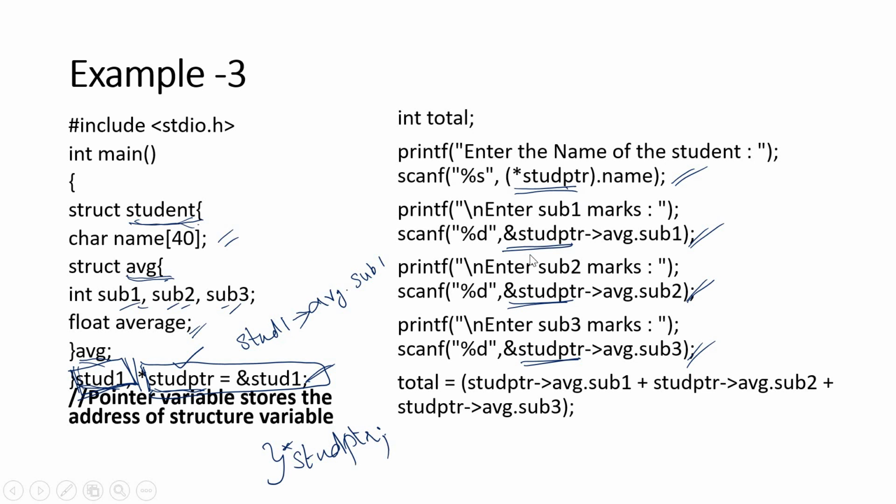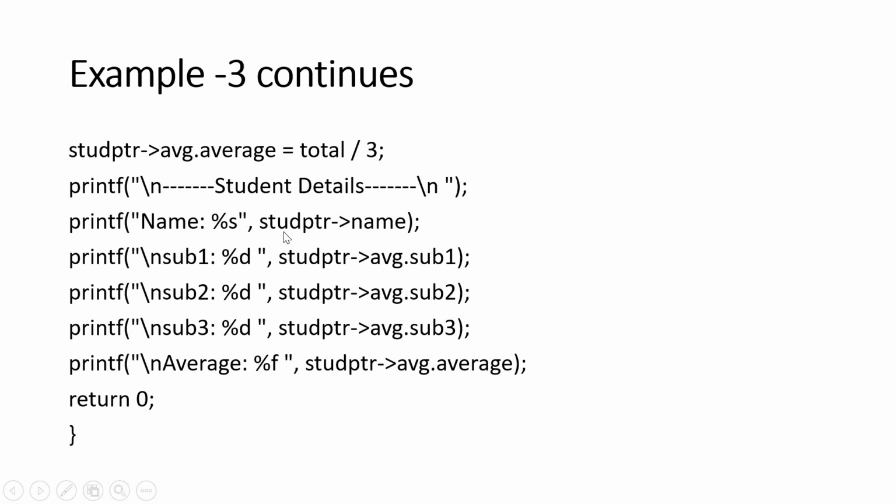This is using the dot operator, and I am getting the values of subject 1, subject 2, subject 3 from the user, and I am finding the total, and I am finding the average, and at last I am printing all the details of the student: average, subject 1, subject 2, and subject 3. Thank you.